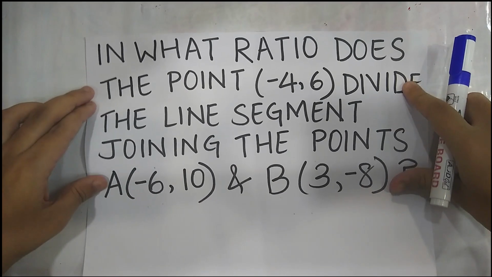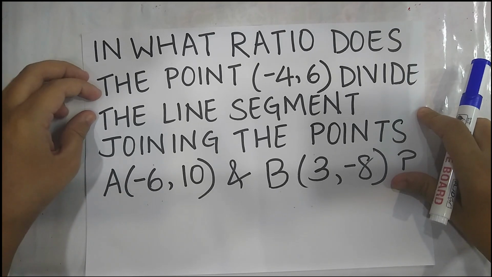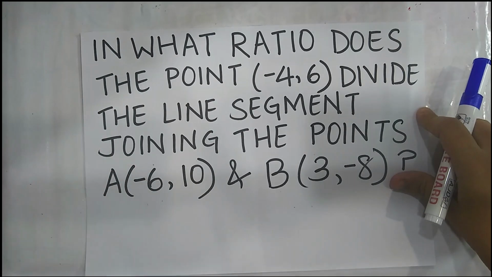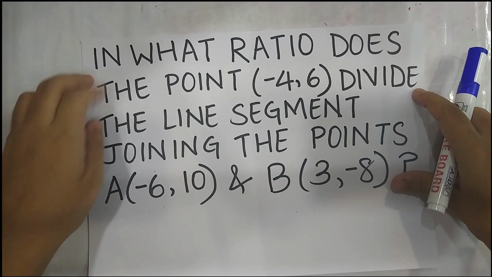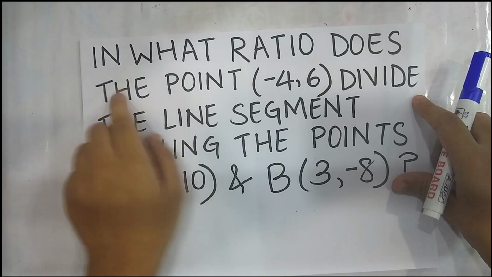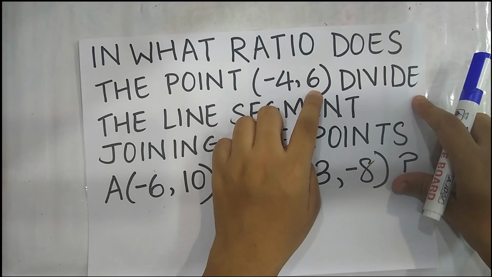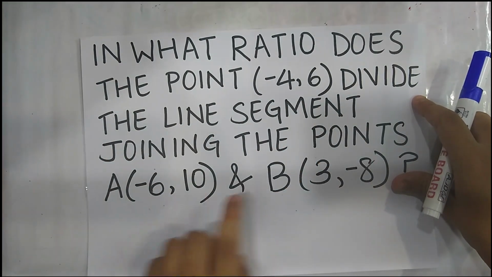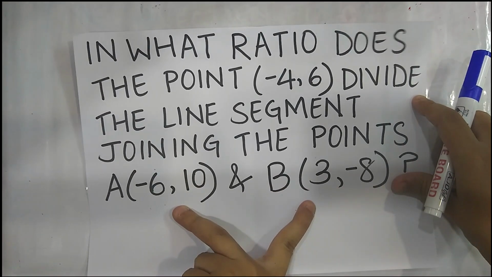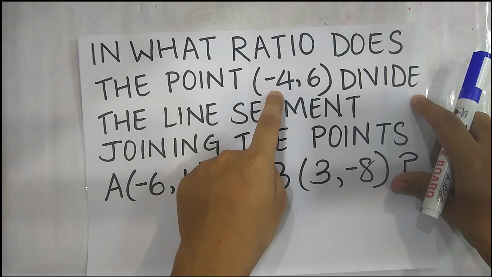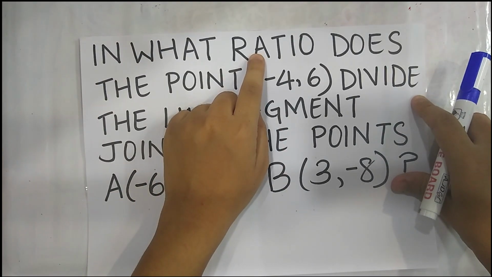Now we go to another type of question. Here in this question, what does it state? In what ratio? By ratio, we mean the m is to n part. So in what ratio? Which means they're asking m is to n. Does the point minus 4 comma 6 divide the line segment joining the points A and B? So these are the coordinates given. Alright. The coordinate for P is also given. What they are asking is the ratio.